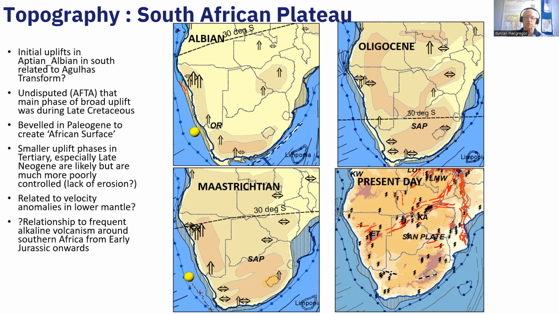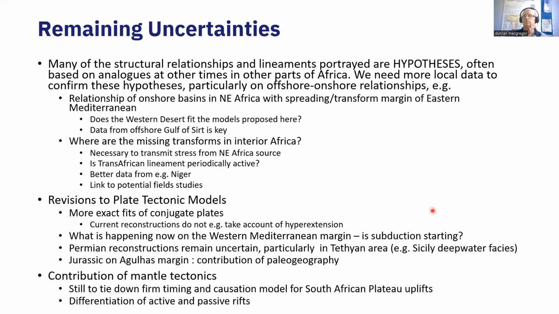So the jury is still out on this model of two periods of uplift in the late Cretaceous and in the late Miocene, Pliocene. And that's one of the remaining uncertainties.